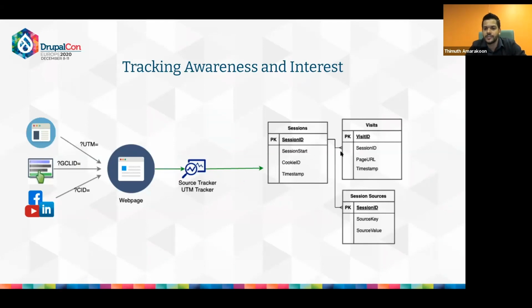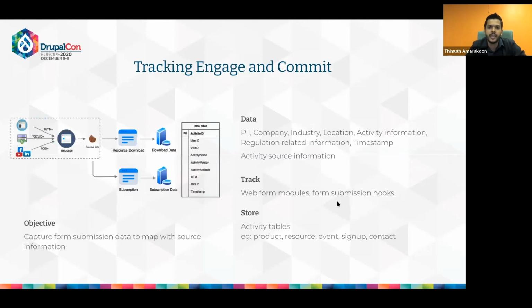We store these values in the session source as key value pairs, and we capture our sessions in a separate table and associate that with the visits, and we generate custom reports using this structure. So in the engage and commit stage, again, these users are coming to your forms with that source information. And when they submit the form, you capture that activity and associate that activity with this source information.